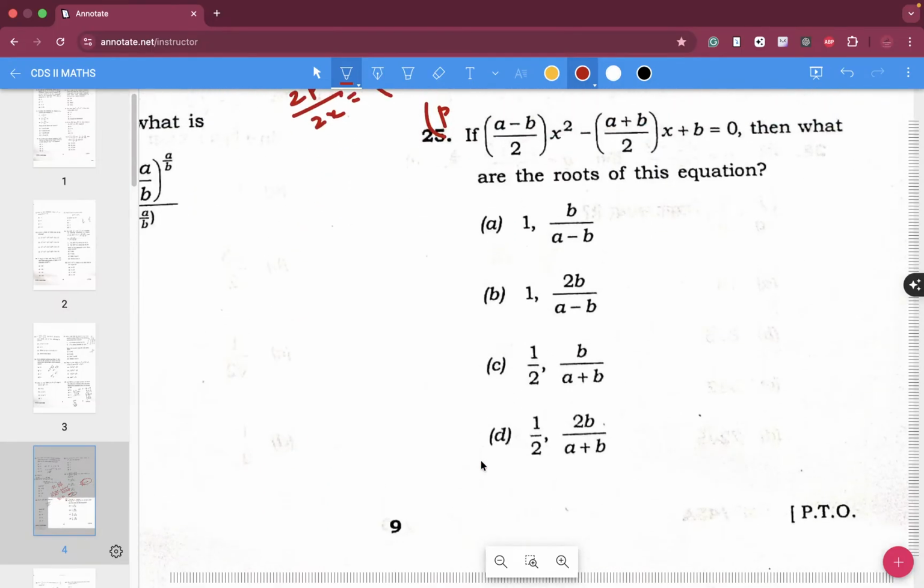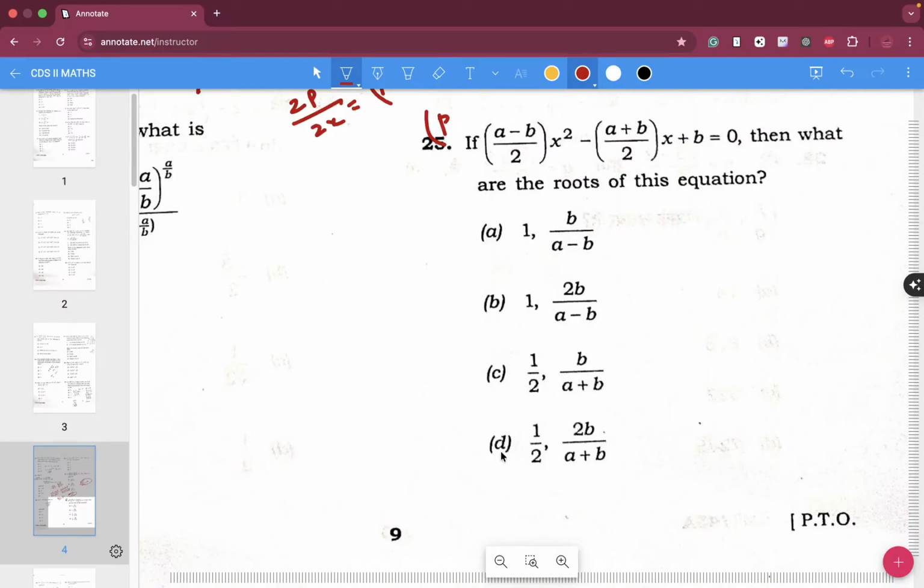All right, so let's move on to the last and final question for the day. Okay, I'm also feeling pretty much sleepy, right?